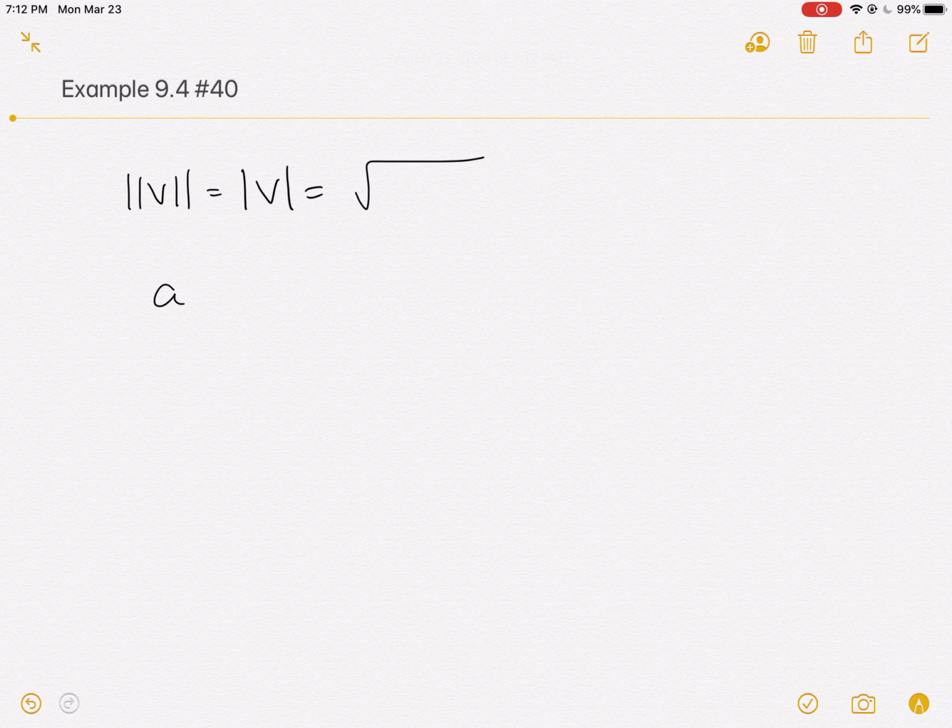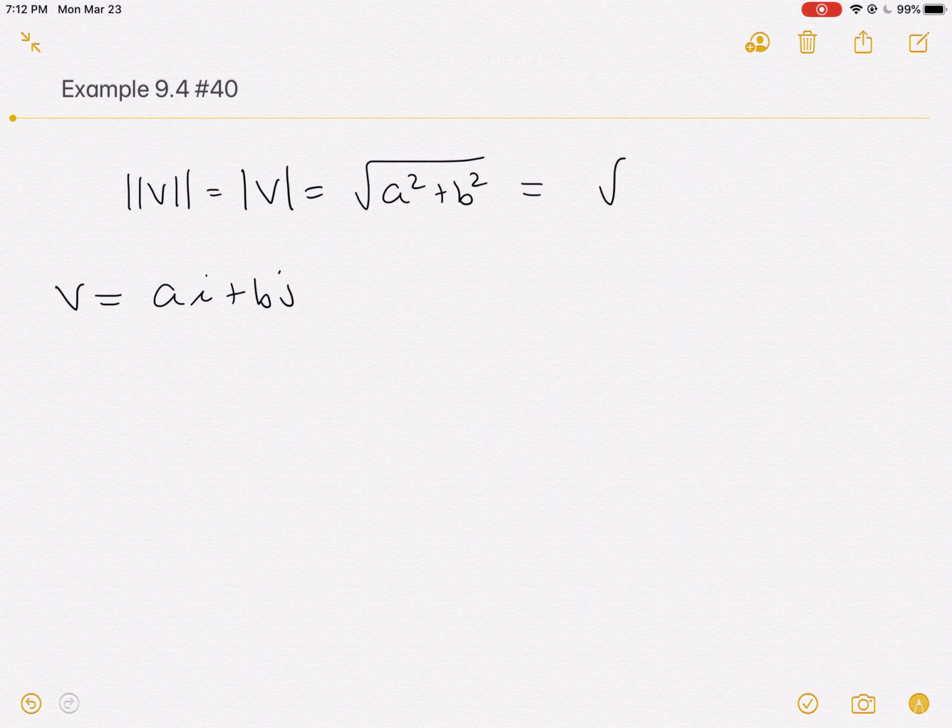So if the vector is ai plus bj, if that's the vector v, then the magnitude of the vector is simply the square root of a squared plus b squared. It has very much a similar property of the polar coordinates, and that's why they're teaching it this way.